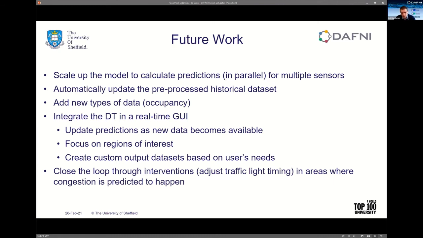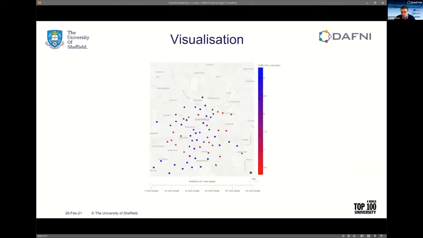And then, of course, as we go up in maturity level, we see this as being integrated with some interventions together with the City Council maybe, such as adjusting the traffic lights in areas where we predict that congestion is going to happen. So that's something that we're very much interested in doing as we develop the model and we get more data and more functionalities on DAFNI. So the visualization that I have here might undergo some changes. There might be new functionalities added as we go ahead.